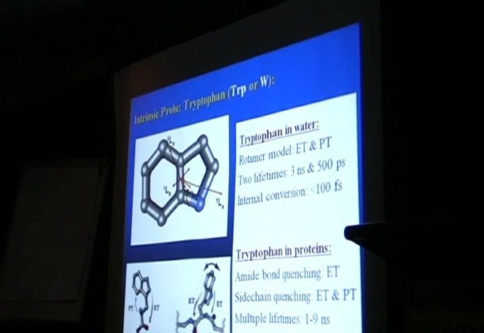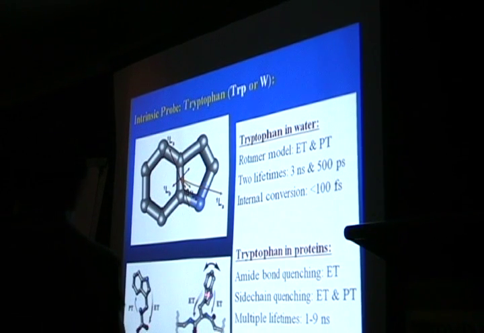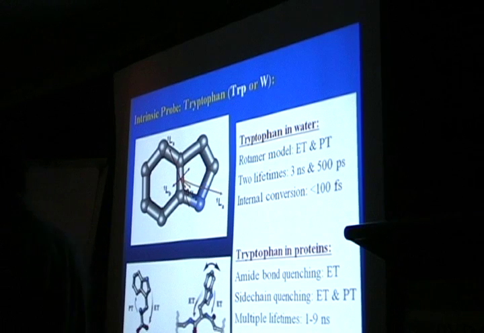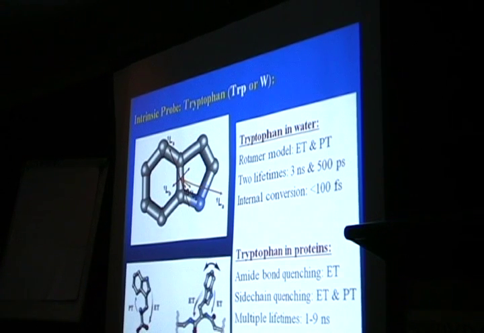So what do you mean by electron transfer from the tryptophan to the amide bond? Are we talking energy transfer or are we talking... No, electron transfer, sorry. ET is the electron transfer. So where does the electron go? Well, actually it's with this peptide. The electron can transfer to the peptide bond.